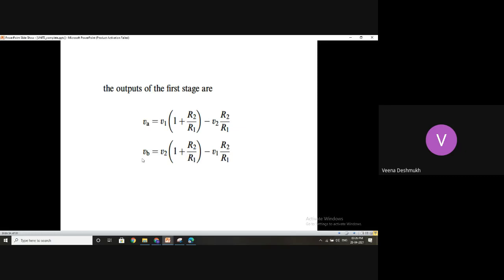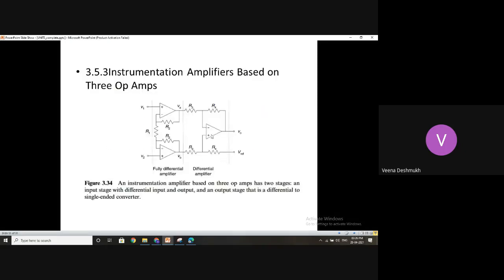So VA and VB both are going to get the inputs from both V1 and V2. Only thing, one is at the inverting, the other one is coming from the non-inverting. So the noises or the drifts or any offsets connected here automatically get reduced. They are almost nullified. So this is the explanation for these two op amps.